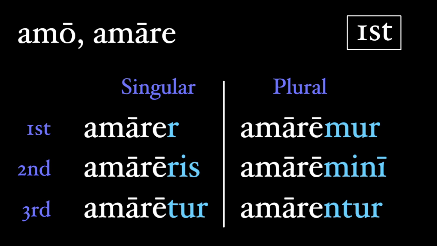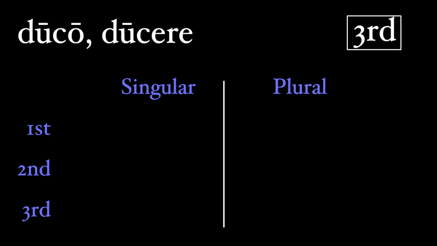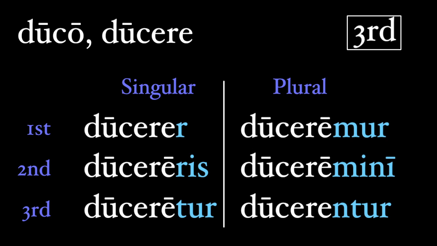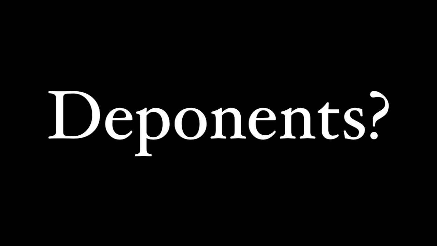And it's the same for all verbs. So the imperfect passive subjunctive for duco, ducere is ducerer, ducereris, duceretur, duceremur, duceremini, ducerentur. No exceptions, no ifs, no ands, and no buts. Well, almost. What about deponent verbs?